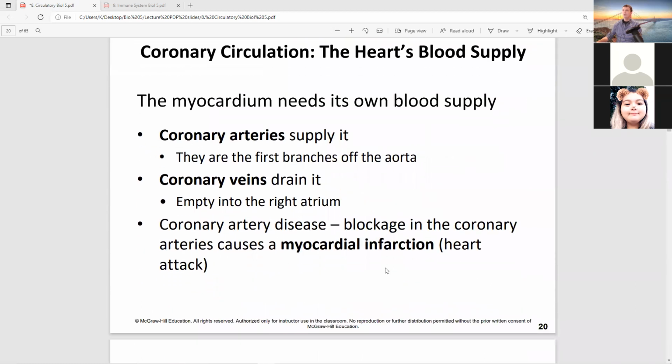Okay, so the myocardium needs its own blood supply. So we have coronary arteries that supply it. They are the first branches off the aorta. Then we have coronary veins that drain it, that empty into the right atrium. Then we have coronary artery disease, which is a blockage in the coronary arteries caused by a myocardial infarction or a heart attack.